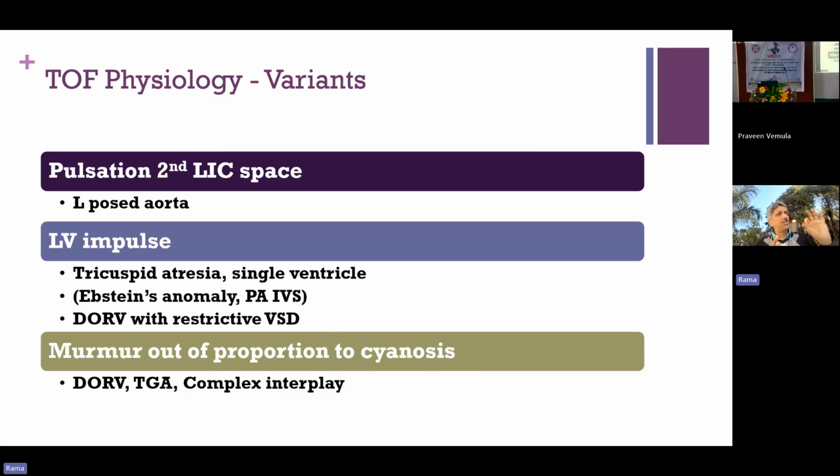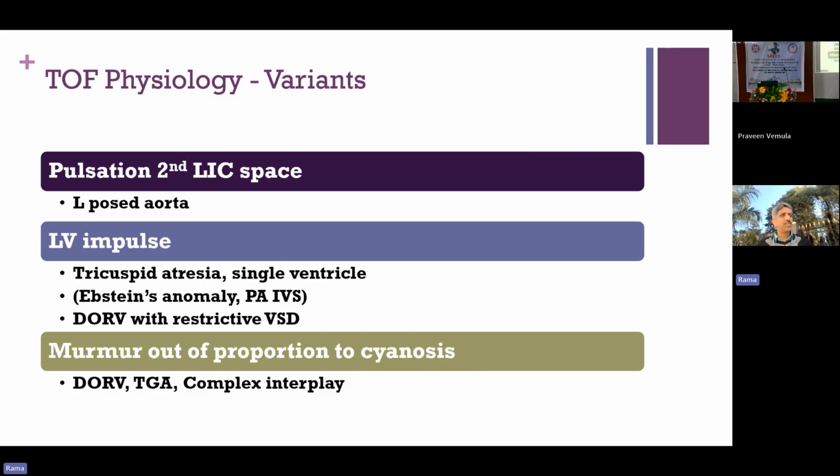But what is the condition? There is DORV, which means both the great arteries are arising from the RV, and the VSD is the only outlet for that LV. Understand? The only outlet for that LV is that VSD. Now the VSD is getting restricted, which means it's almost behaving like an LVOT obstruction. It behaves like aortic stenosis for that patient. There's a significant LVOT obstruction, and it produces a typical heaving apical impulse. So these are the three conditions in tetralogy physiology.